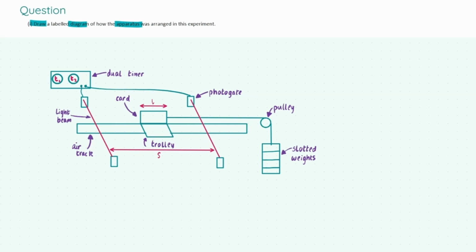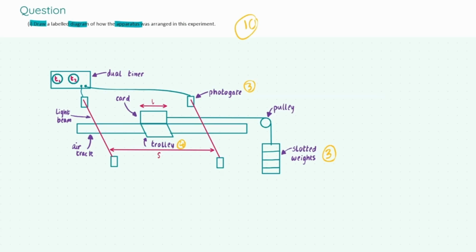So in terms of marks for this question, there are 10 marks going in total. So you get 4 marks for the trolley here, or rider, or whatever you call it. I know there's different names, but it's basically just the object that is moving down the air track. So 3 marks then are given to the applied force, which here it is the slotted weight because they are attached to the pulley and they are pulling the trolley down the air track. And the last 3 marks of this part of the question are given to the photo gates.